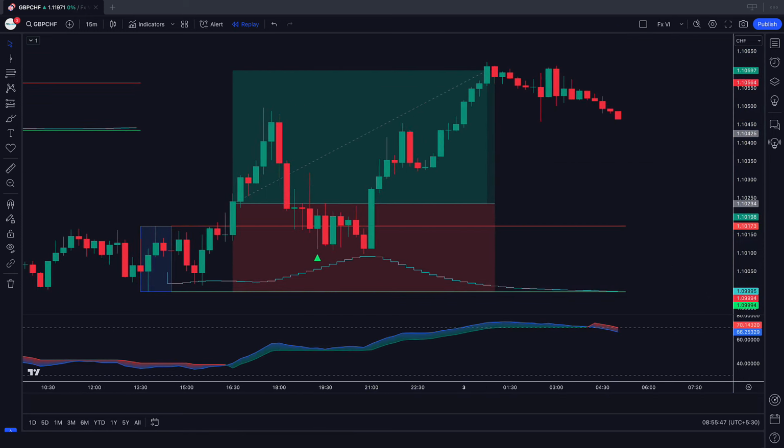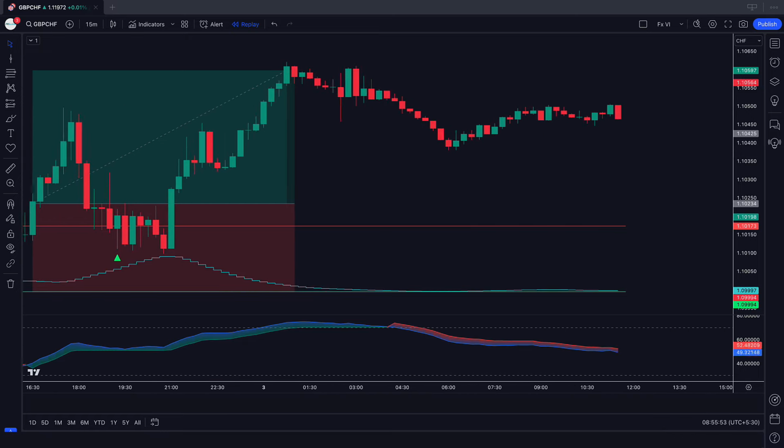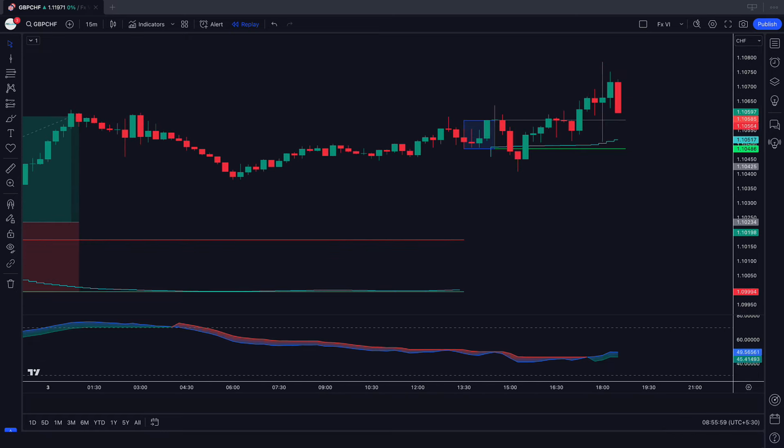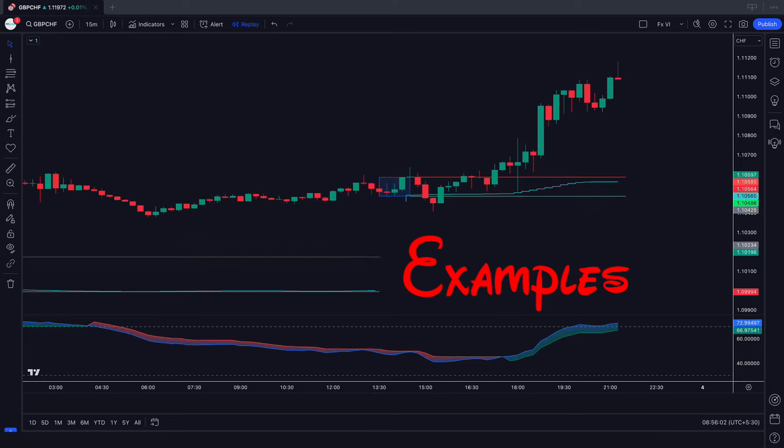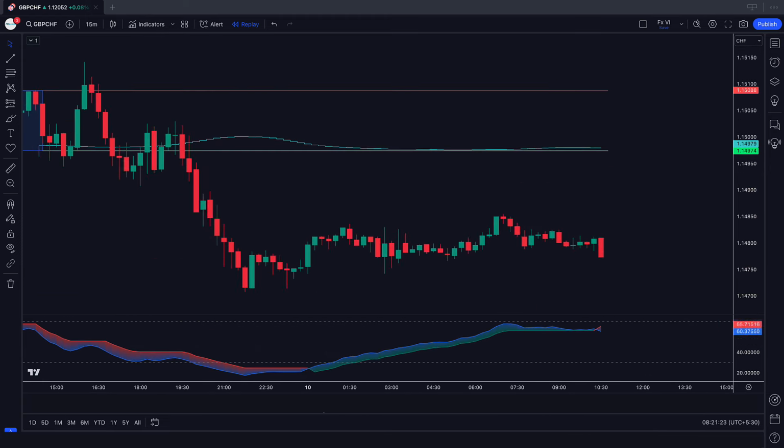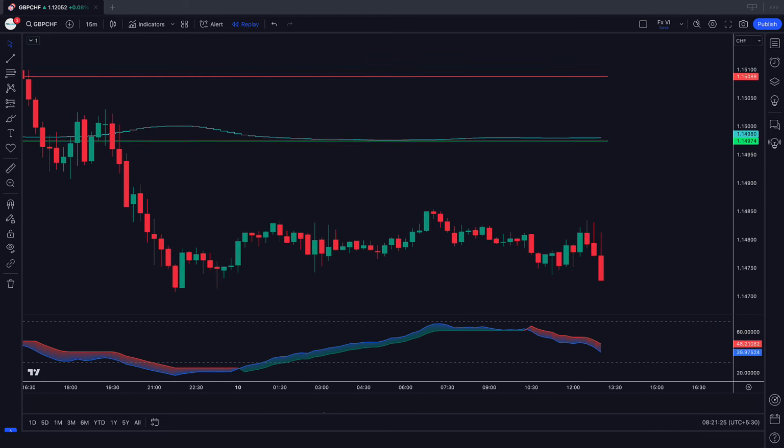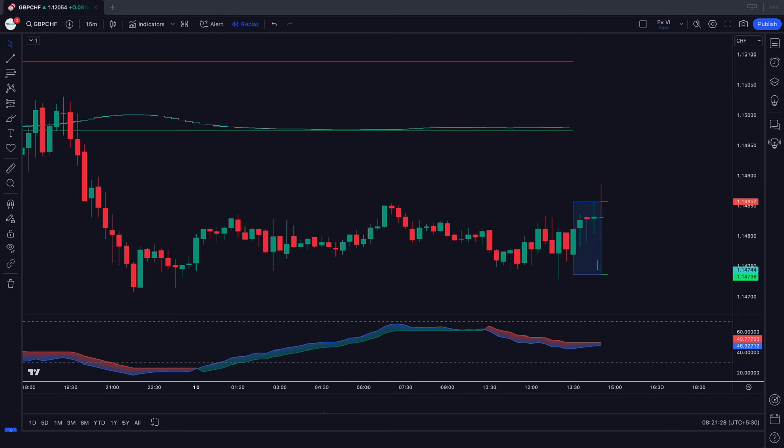I assume you have understood this trading strategy. If not, it makes no difference. We'll show you some examples of trades so you know exactly what we mean. Please feel free to ask any questions you may have about this technique in the comment box, and we will do our best to respond to you.